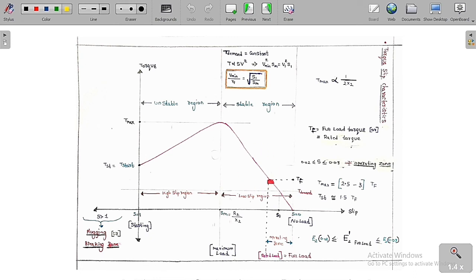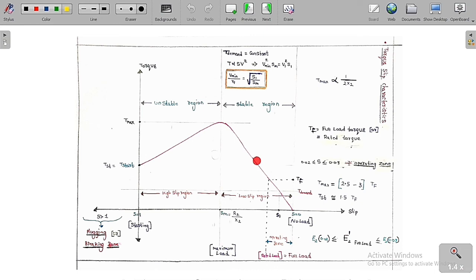I have already told you why it is called a stable region and why it is called an unstable region, and let me repeat it again here. Suppose you take any point in the stable region and suddenly the load is increased. Whenever the load increases, the speed decreases. Whenever the speed decreases, slip increases, meaning the point goes here. Now torque is increased by the induction motor to make the speed increase. Therefore it will come back to the original position.